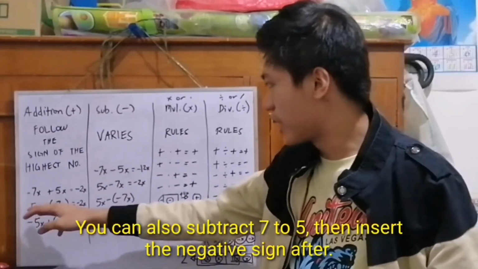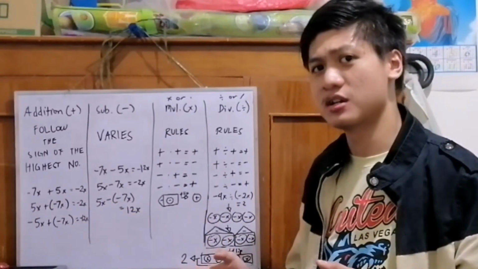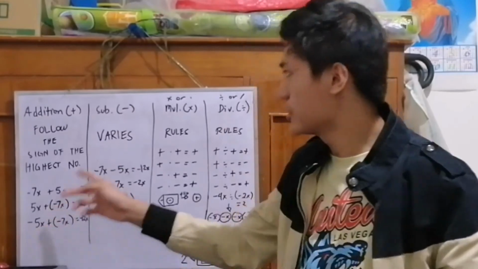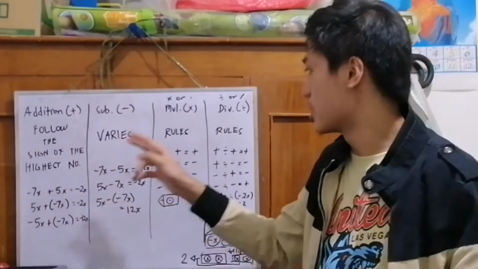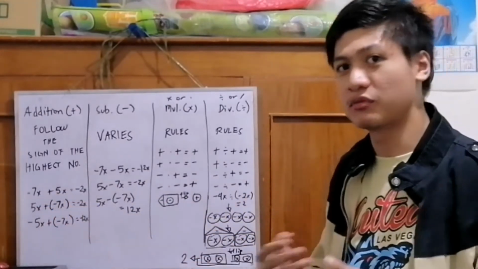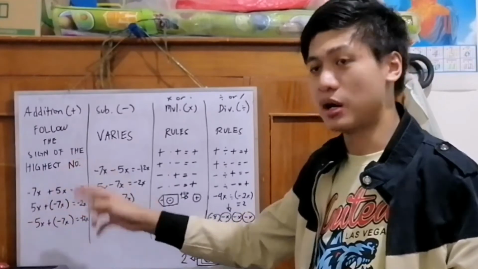For the second problem, we have 5x plus negative 7x. The negative 7x is in the parentheses. You must not get confused, because this problem will just turn your problem into subtraction. But since we put the addition sign right here, it is a part of confusion, and you must not get tricked by these problems.